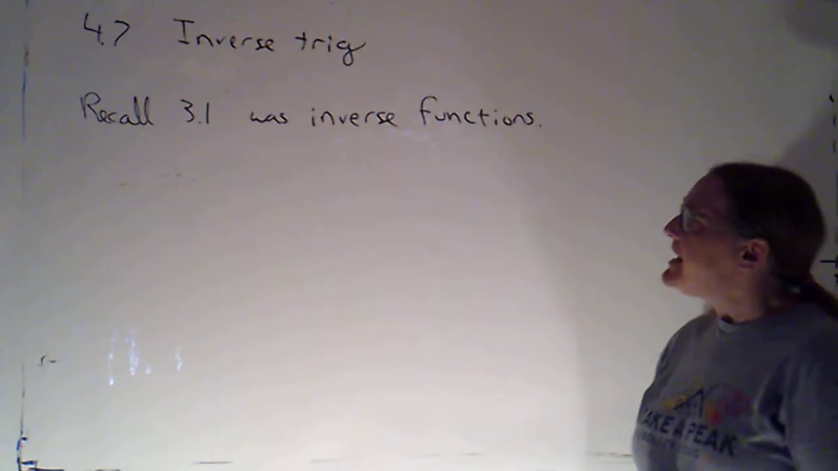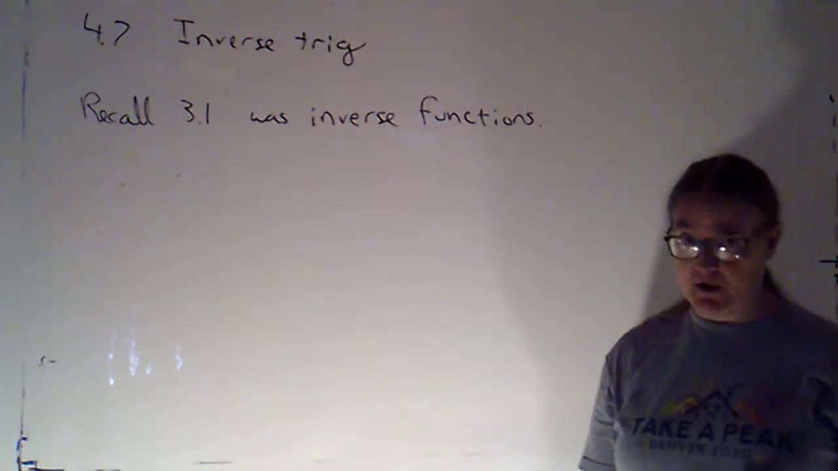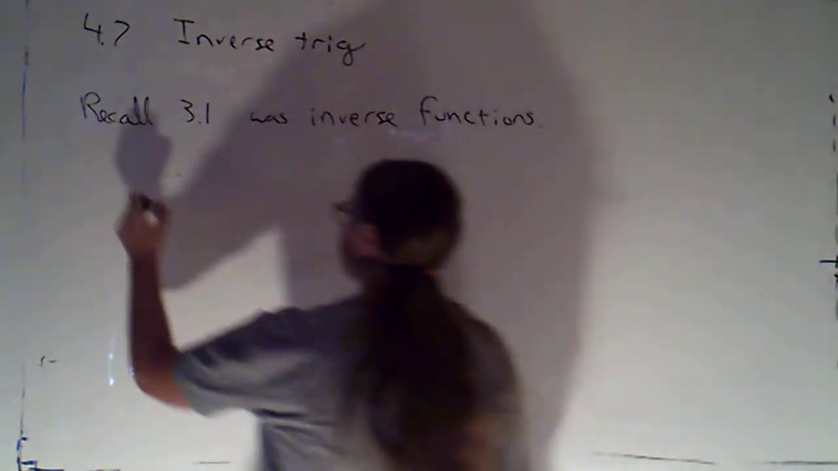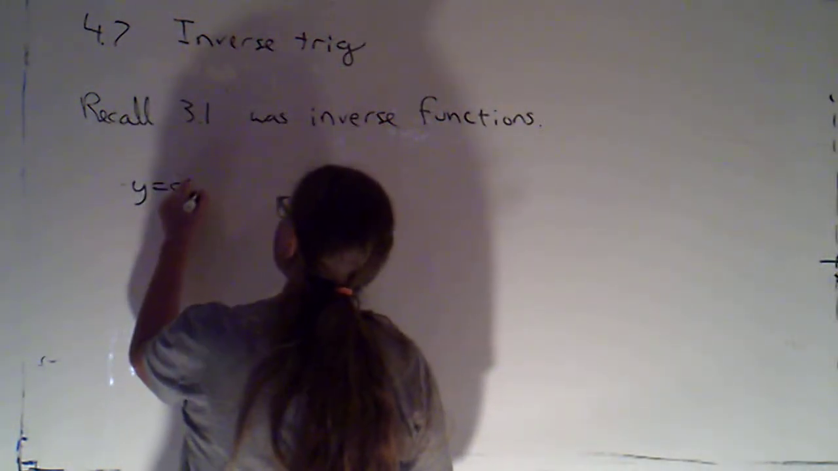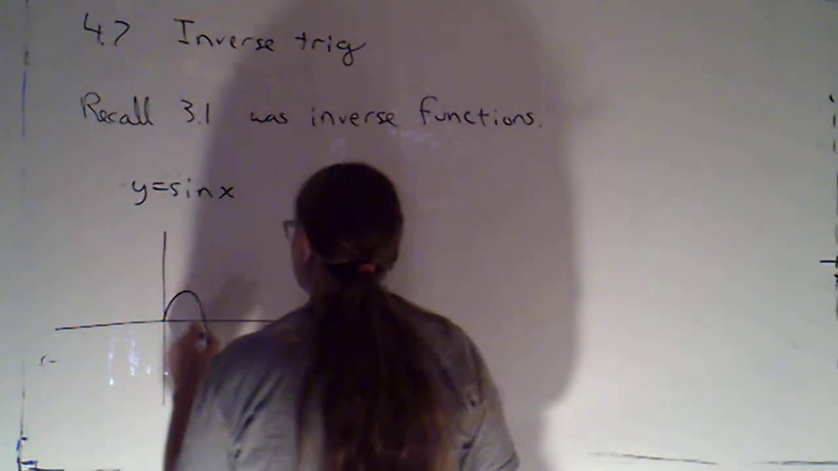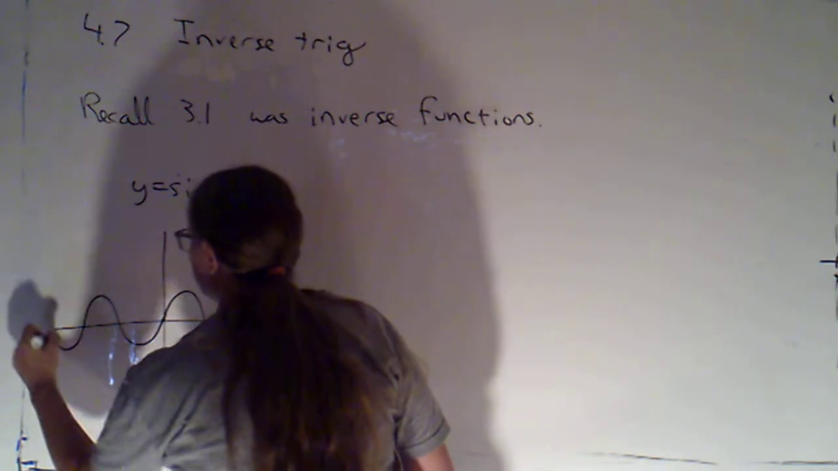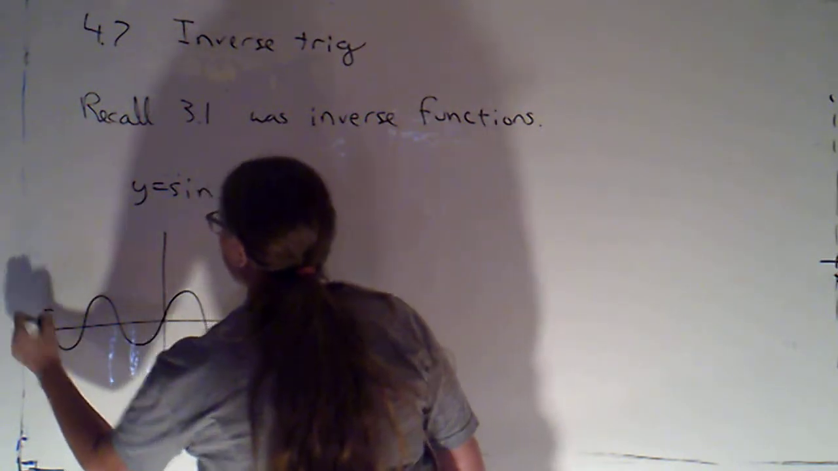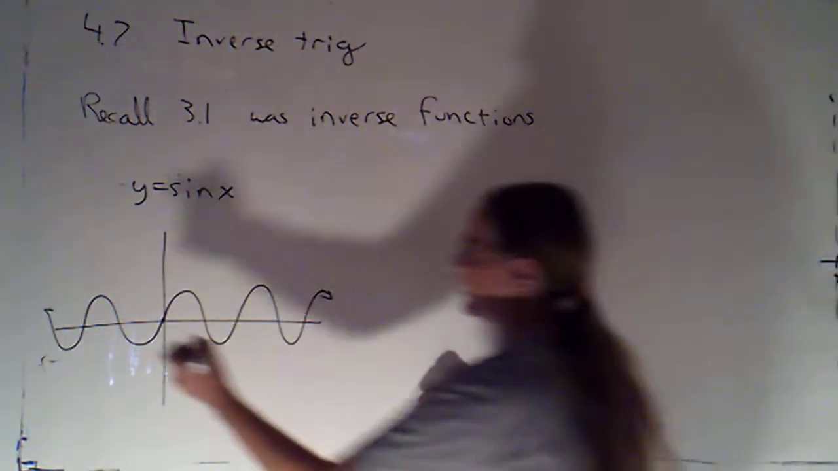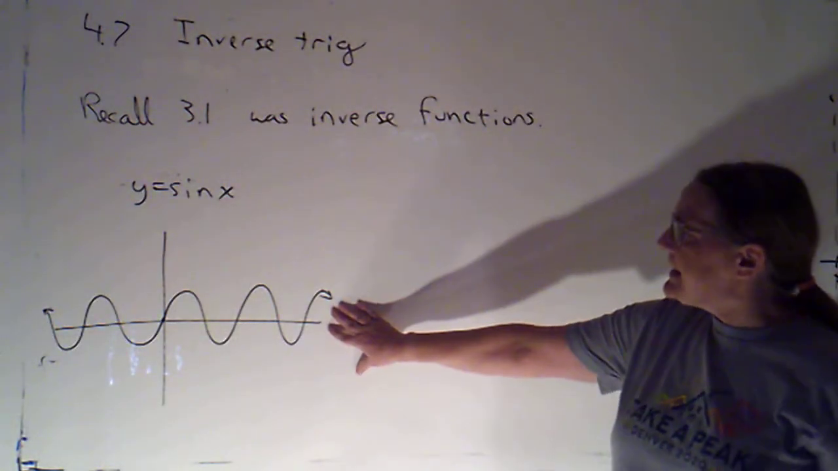Okay, now you might think at first glance that this would be a very short section, because let's just take a look at y equals sine of x. Now I know what that graph looks like. It's just my sine wave, like so. That's an arrow at the end. Okay, so it looks like this.